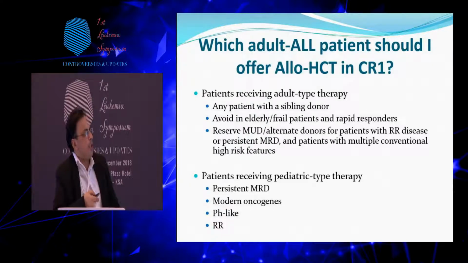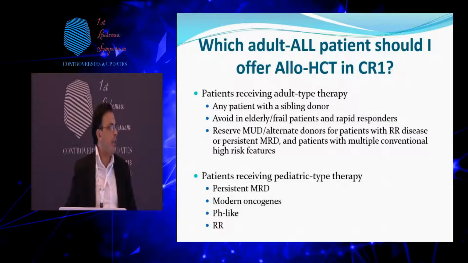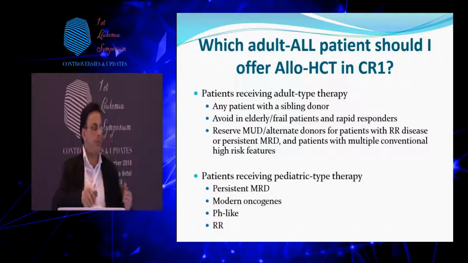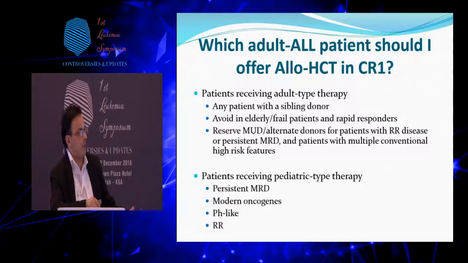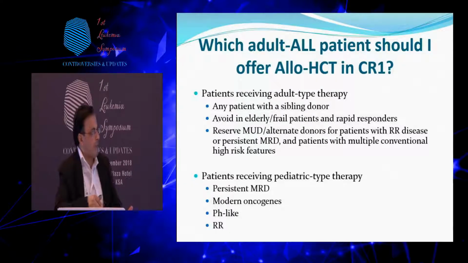So which adult ALL patient should I offer allo in CR1? Any patient with a sibling donor, if you're using an adult-type protocol, you're not wrong if you choose it, especially if you're not monitoring MRD, so you don't know what the MRD is. I would avoid it though in elderly and frail patients, because I would get more TRM and lose the leukemia-free survival I get from transplant.